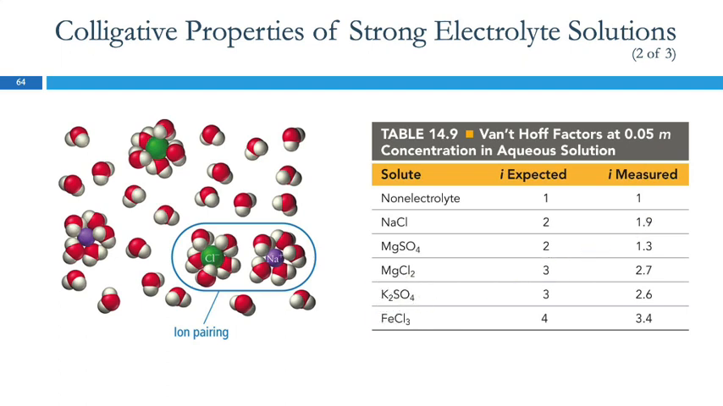K2SO4, right? So here's where understanding these formulas is important. K2SO4 is 2 potassium ions and 1 sulfate ion, so a total of 3 ions for every 1 unit. So we would expect the Van 't Hoff factor to be 3. It's actually a little smaller than that because of ion pairing, 2.6. You do not need to memorize the measured Van 't Hoff factors. You should be able to come up with the expected values, though.